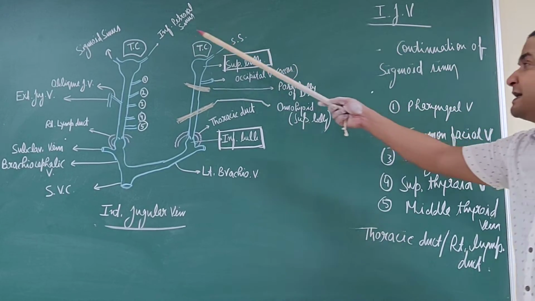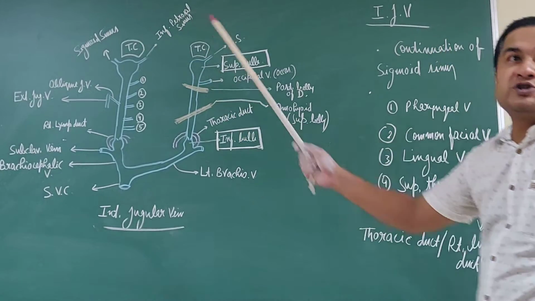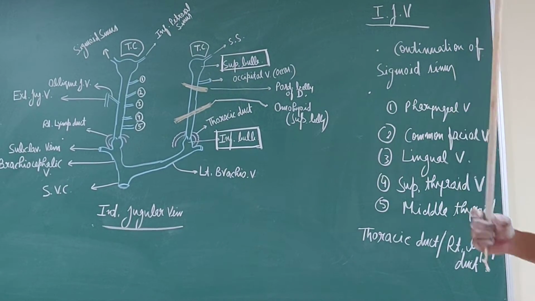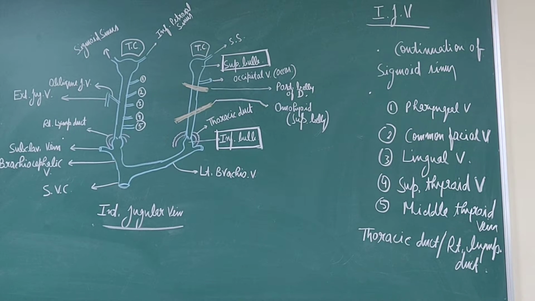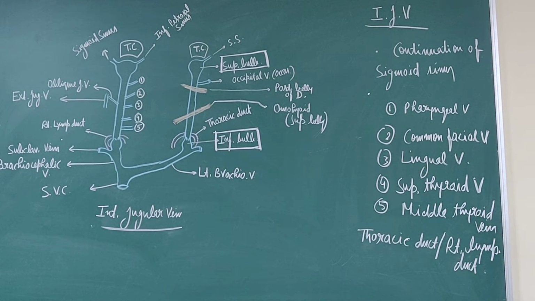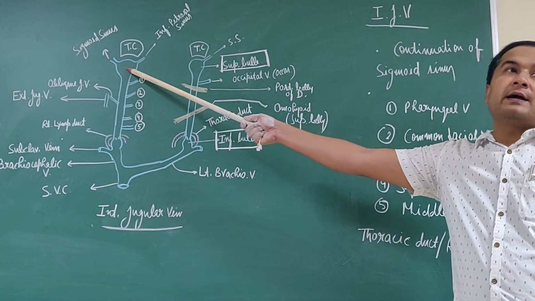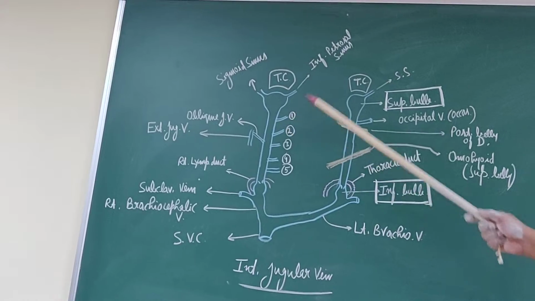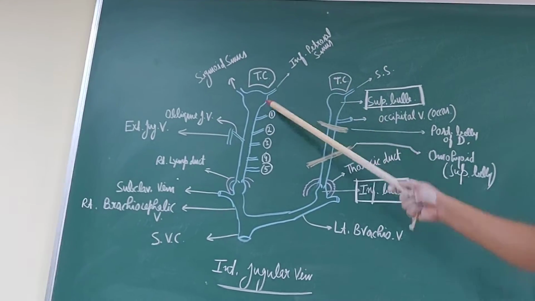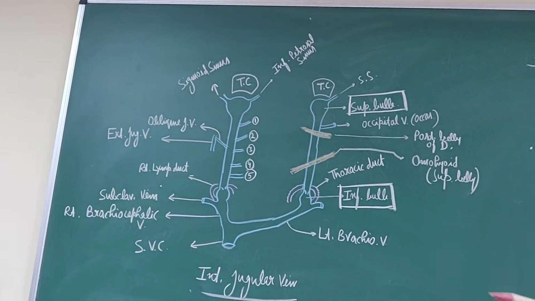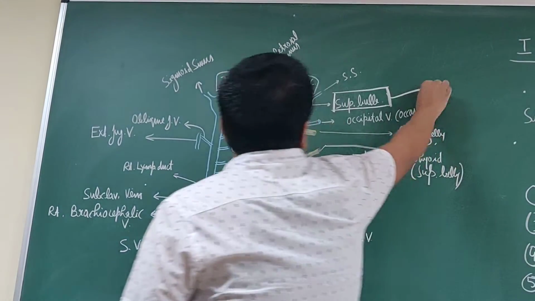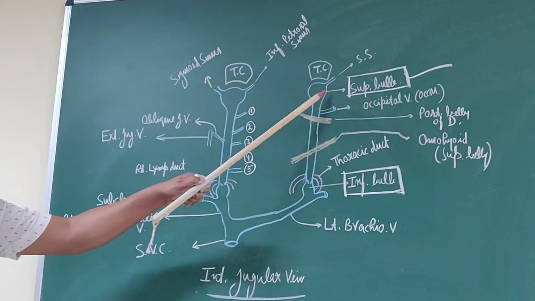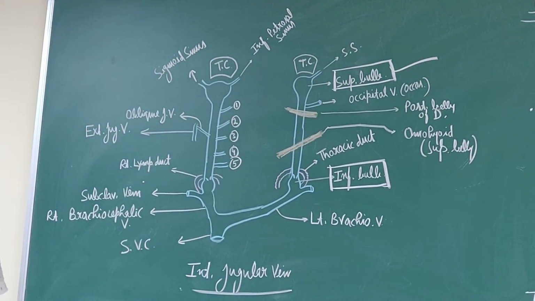This internal jugular vein starts from the posterior aspect of the jugular foramen and comes out from it. Then, at its commencement, it forms a bulging dilatation. This dilatation is the superior bulb. This is the internal jugular vein of both sides. This dilatation is the superior bulb of the internal jugular vein.